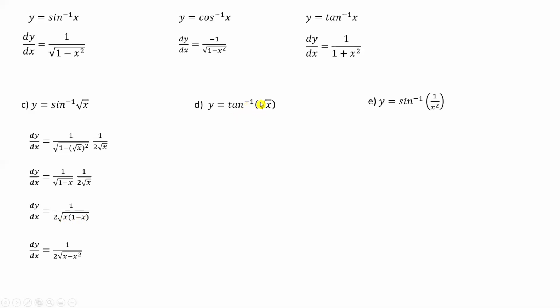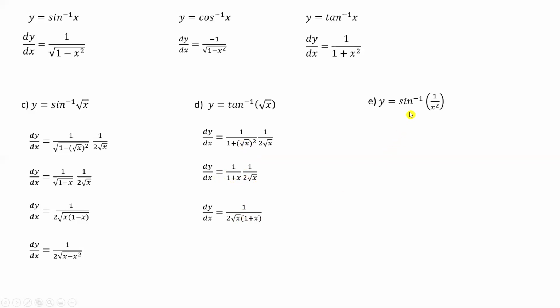Inverse tangent of root x. This rule: 1 over 1 plus whatever we started with squared, times derivative of what's in brackets. That's x to the 1/2, derivative 1/2 x to the minus 1/2. Clean it up again. The root of x squared is just x. And then we can put the 2 out front, combine those 1's, and make it very obvious that these are multiplied together, so we must include those brackets.